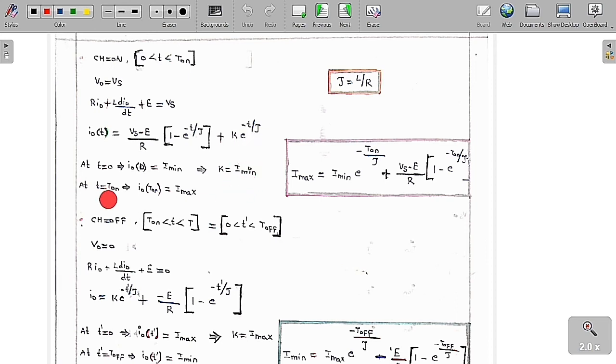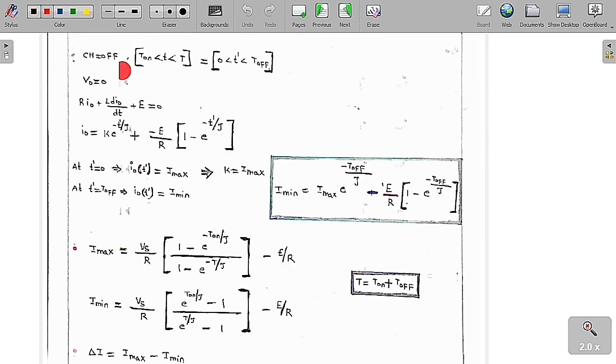But at T is equal to T on, I naught of T on is nothing but I maximum. So in place of T, substitute T on. At that condition, I naught of T on is nothing but I maximum. So if you solve this one, we are going to get finally an equation in this format, which is I max is equal to I minimum into e to the power of minus T on by tau plus Vs minus E by R into 1 minus e to the power of minus T on by tau. So this is the expression that we are going to get finally.